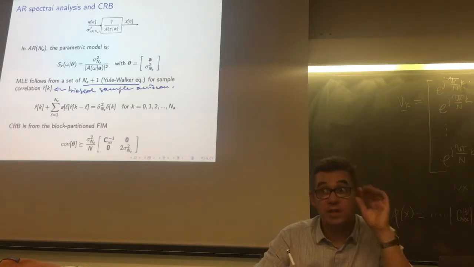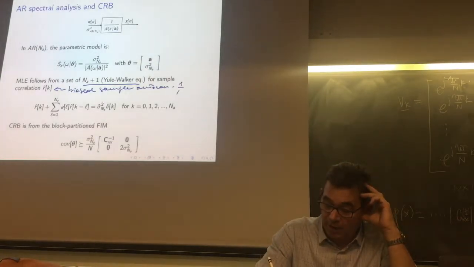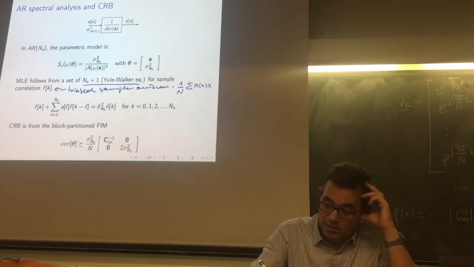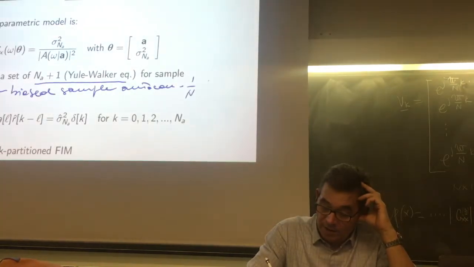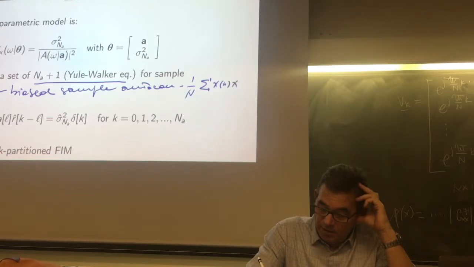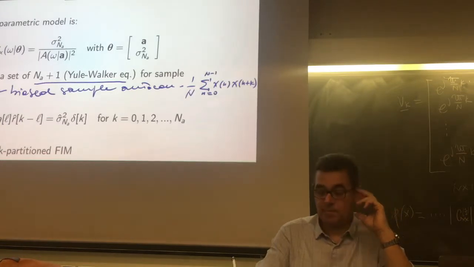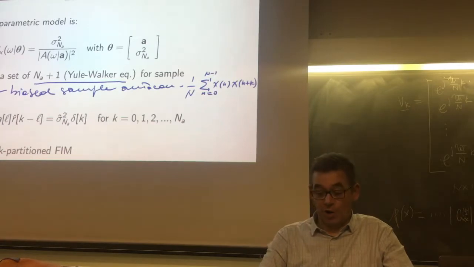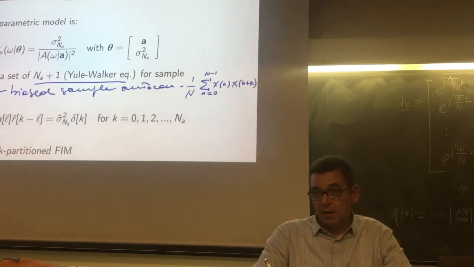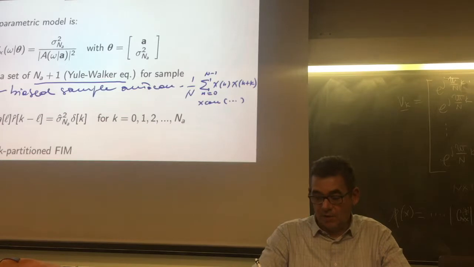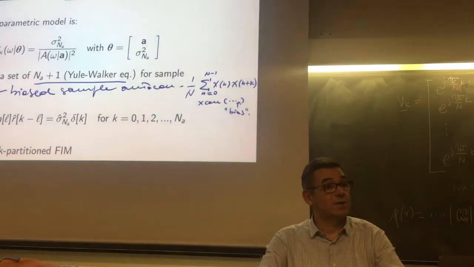Just to remind you, it is the one where you have 1 over n, the sum of x_n times x_{n+k}. This is the sample autocorrelation, which is the one that you get by fixing the lag, and the flag is biased. So you use the biased one, and you calculate it in this way.